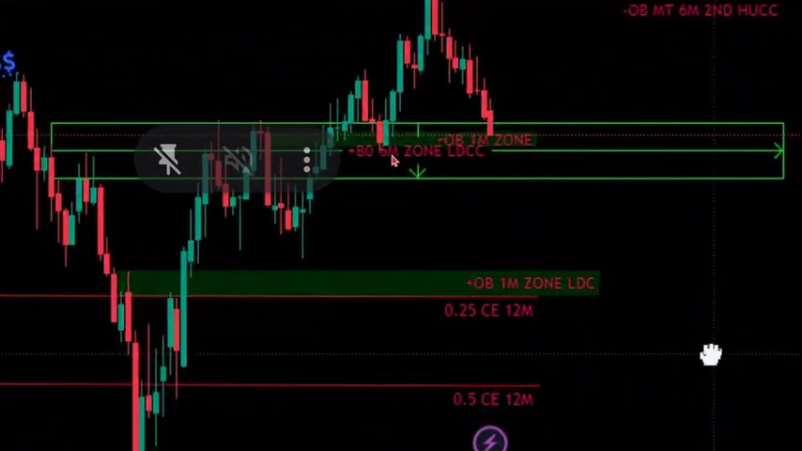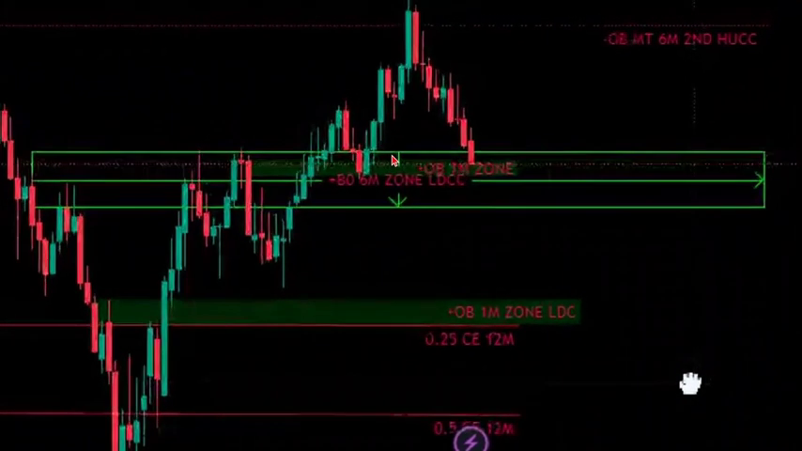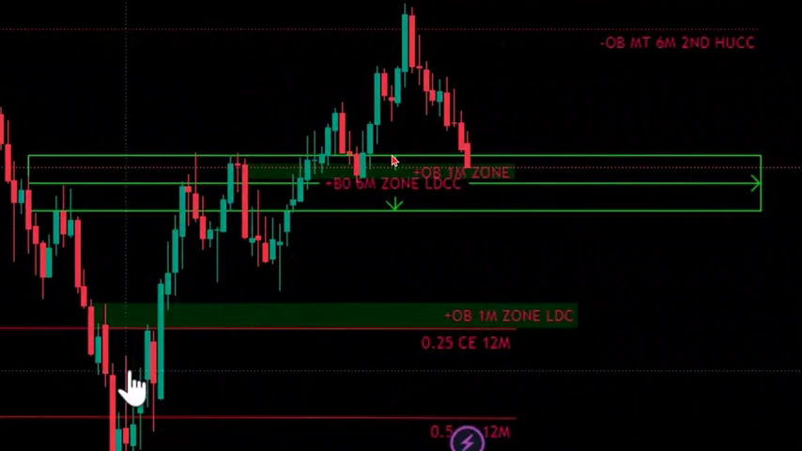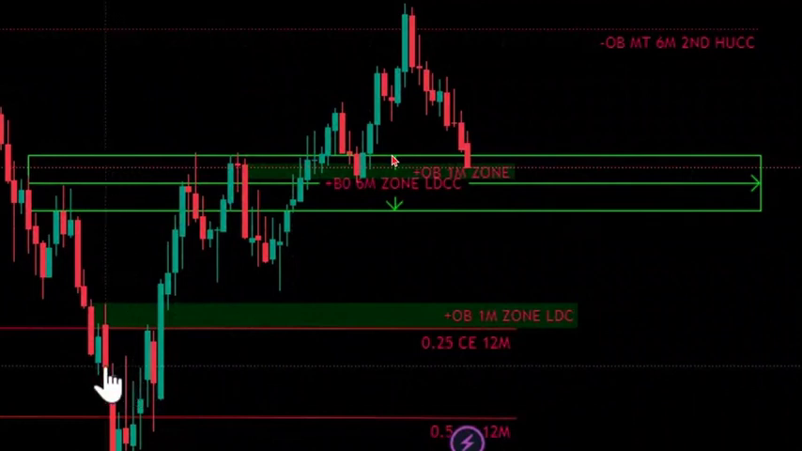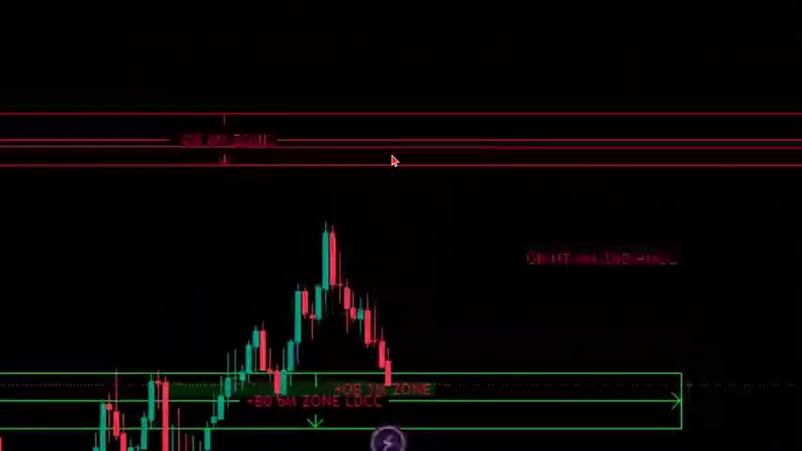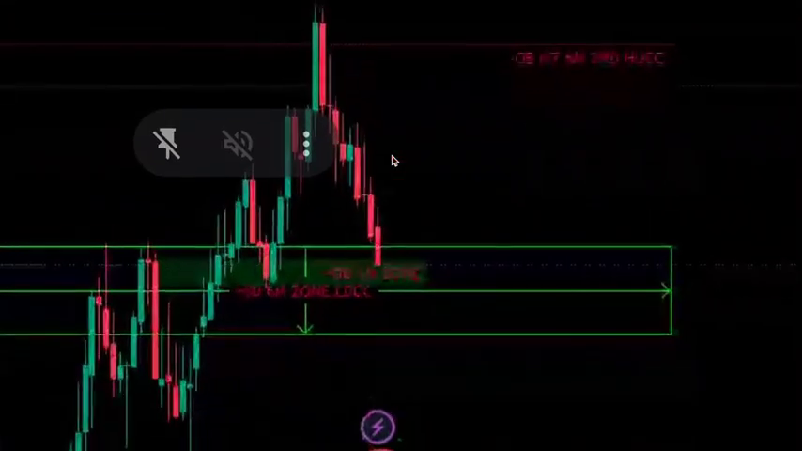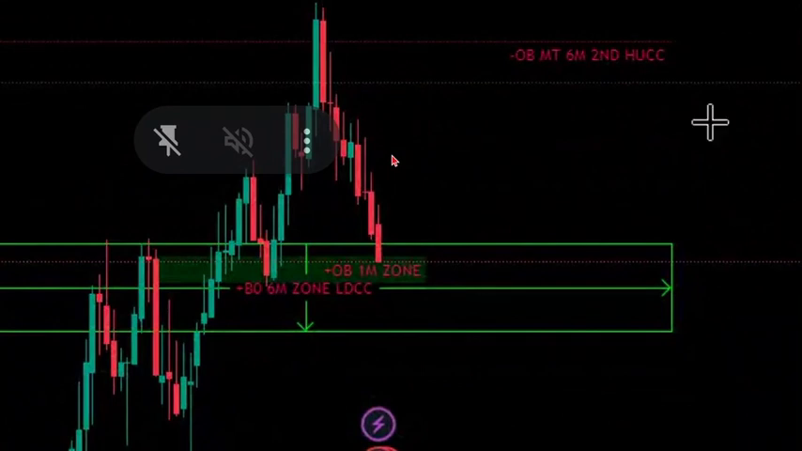Because remember, you got multiple bullish order blocks. But I'm talking about where we are right now. Where's the most recent bullish order block? The most recent to where we are right now. Where's the most recent one?